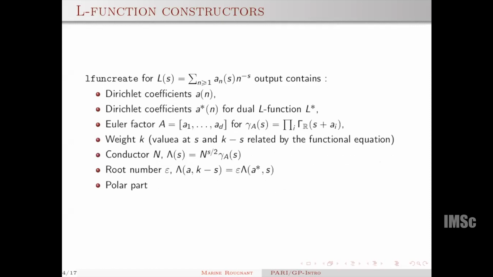So when you write lfuncreate of something, you get this kind of structure, which is the L function. It's a Dirichlet series, and the output is huge and contains the coefficients of this series, the Dirichlet coefficients of your dual L function. If it's the same as this one, it will just be written 0.